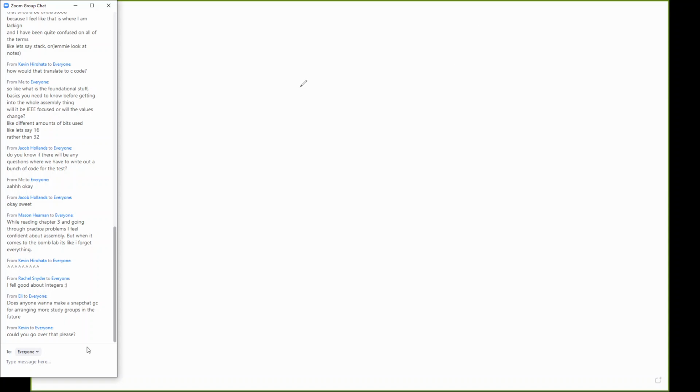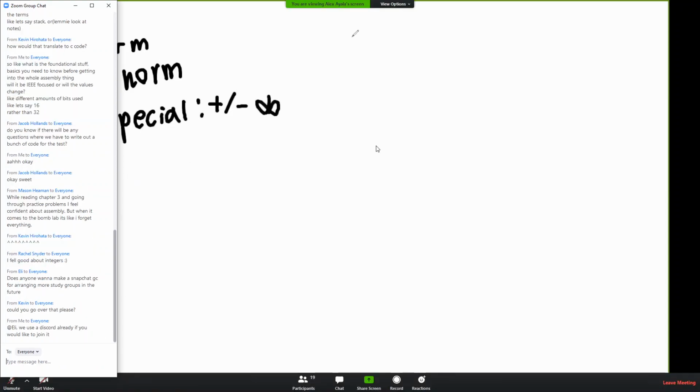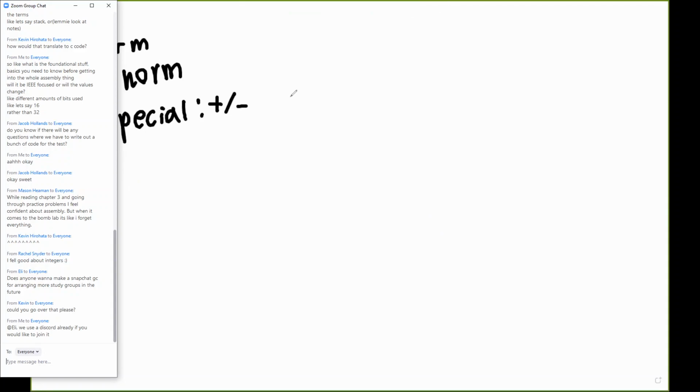Okay, so we're going to have 3 different situations. We're going to have our normalized case, I'll write this with norm. We're going to have our denormalized case, and we're going to have our special case. Our special case is going to consist of either plus or minus infinity. Let me draw that better. Nope, still a mistake. Or it's going to produce NaN.